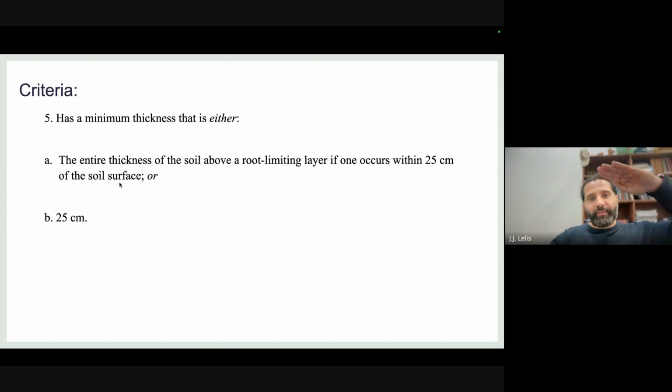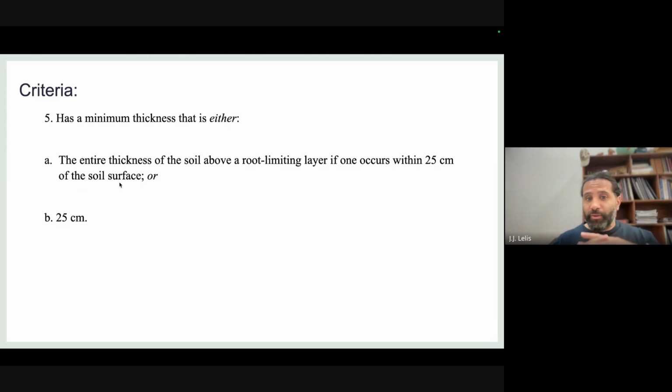So I need to find a root limiting layer that's at 10 centimeters, or 5 centimeters, or 20 centimeters, or 25 centimeters. I have something that avoids root growing in the first 25 centimeters. And the entire thickness of this material between the surface and the root limiting layer is basically just one horizon. So yes, I can call it an anthropic pattern.